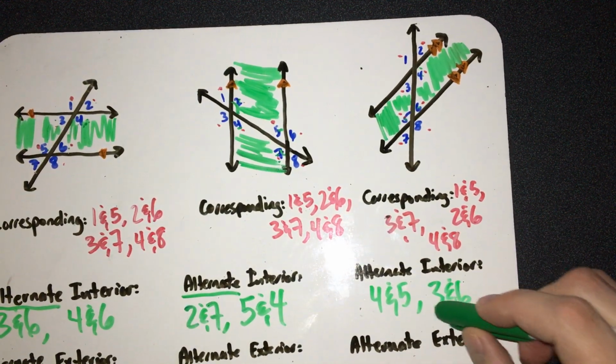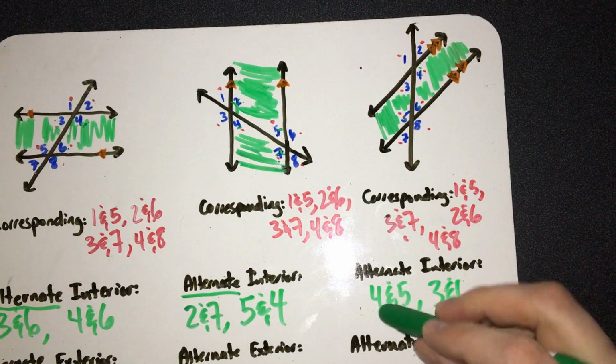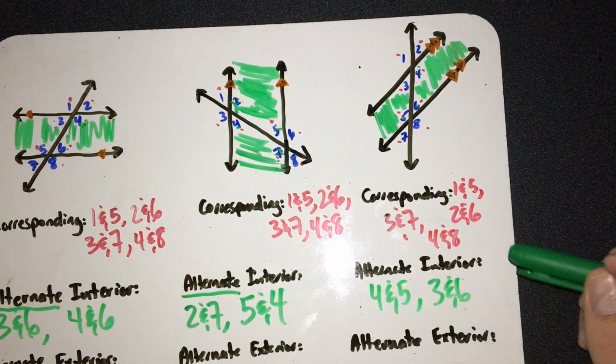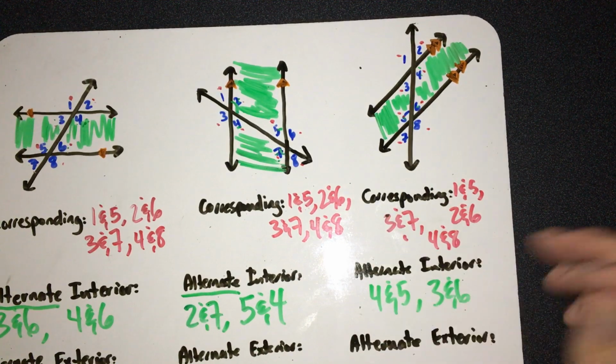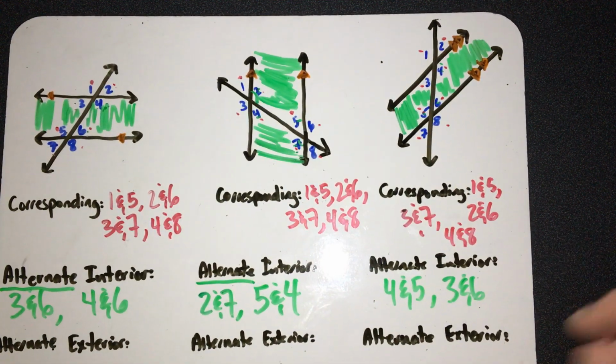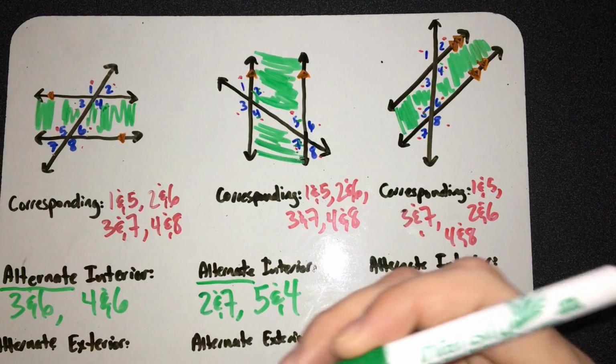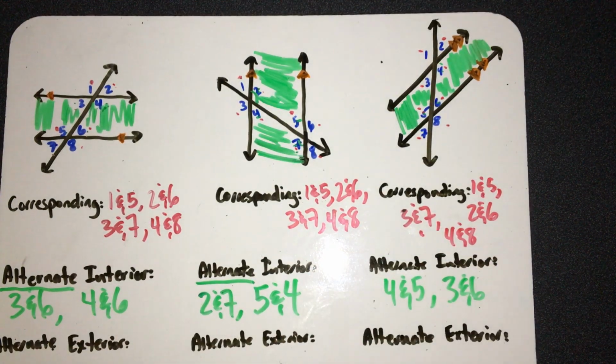So like if 3 is 30 degrees, the 6 is 30 degrees. If this is 150, this is 150. If this one is 120, this one's 120. And so each little pair will always have the same measurement. Okay, that's interior, in between the parallel lines. And now you can probably guess. Exterior is going to be outside of the parallel lines.